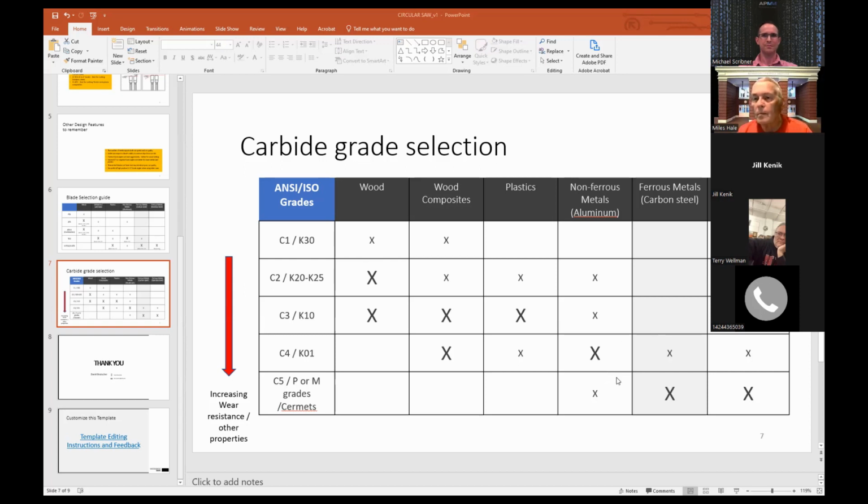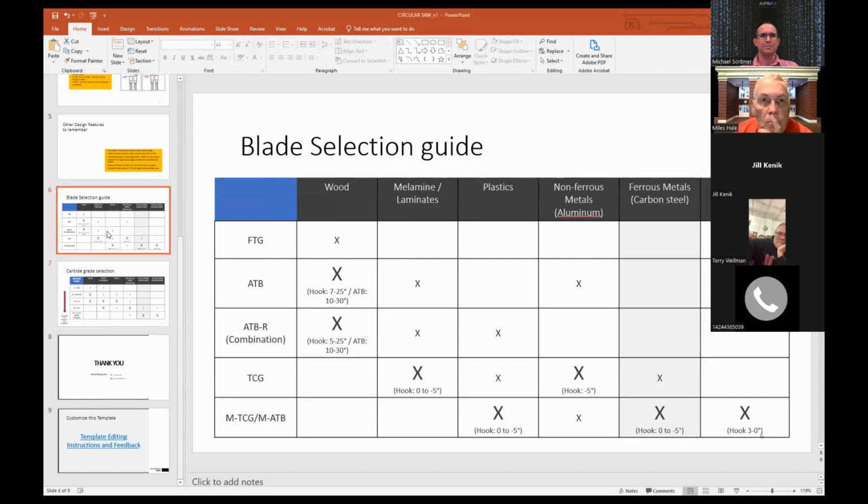Anyways, where were we? Carbide grade selection. Okay, can everybody see my screen? Yes. Fantastic. All right, so let's go back to the blade selection guide real quick. I'm just going to leave this in the mode that it's in.